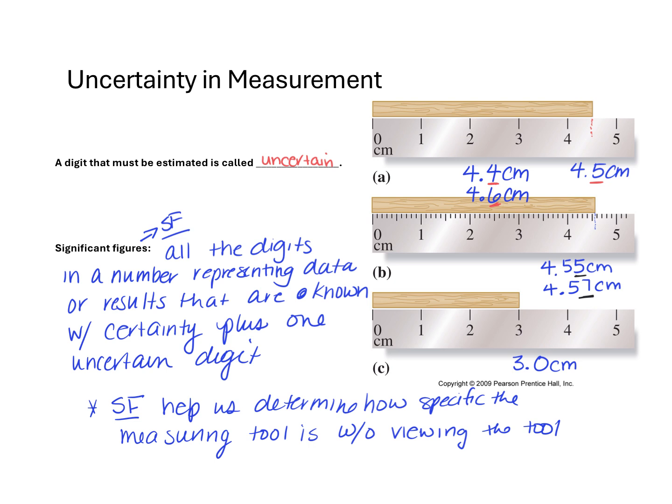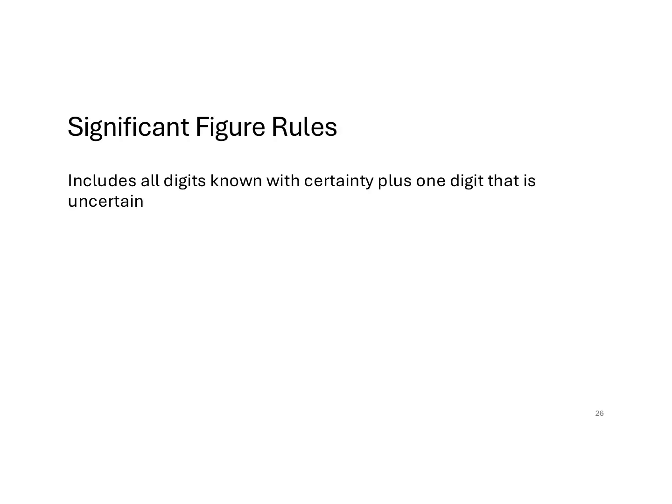Okay. So we have some rules that help us with significant figures, and these are rules that all scientists follow to let us know that the numbers we're looking at reflect the measurement tool and how specific that measurement tool is. So let's look at those significant figure rules. When we talk about these rules, all non-zero numbers are significant.